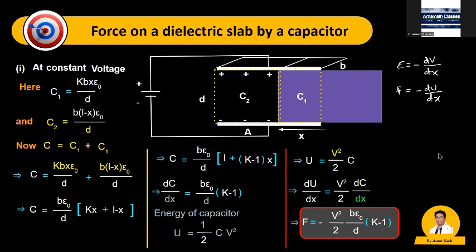In simple harmonic motion, you remember that force should be directly proportional to negative of x. But here the force is constant. That is why it is not simple harmonic. The slab will oscillate, but not simple harmonically. Please copy all these things, and if you have any sort of doubts, please feel free to ask me.